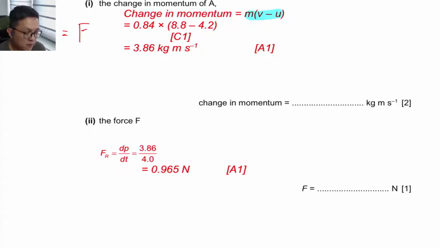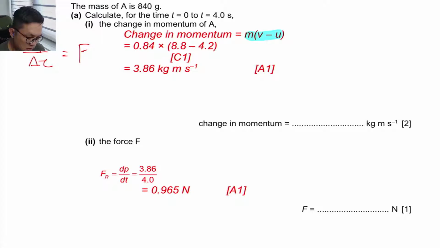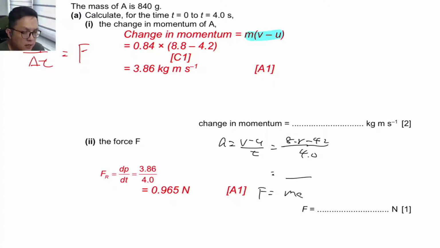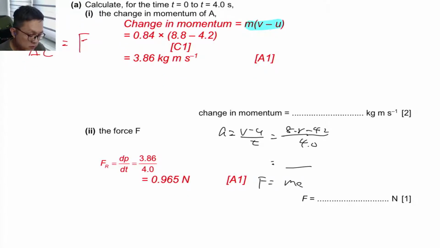Okay, some of you for part 2, you went to find acceleration first. So what you did was this. You took note of the original speed, so you did A equals V minus U over T. That will be 8.8 minus 4.2 divided by 4.0. That will give me 4.604, which is some value. Then after that you do F equals to MA. Not wrong, but these two parts are linked, so you should make use of this relationship to solve, and not this. But you get the same answer.